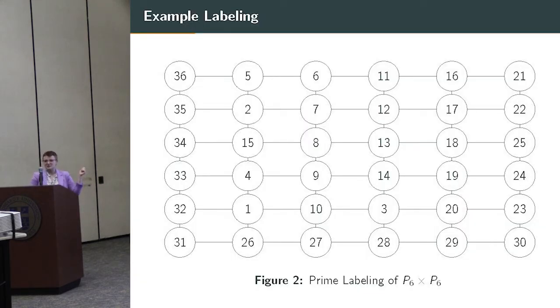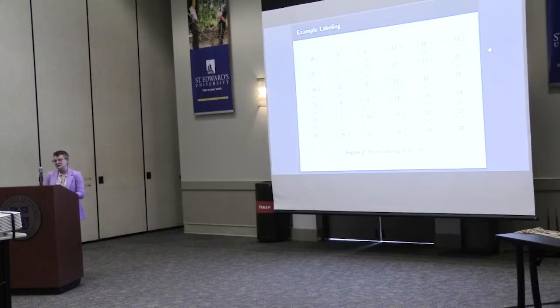This is a square grid graph, 6 by 6. You'll see the numbers are just kind of all over the place. There's not a super pretty pattern to where they're being placed, but it is a prime labeling. So what we wanted to do was find a way to give, again, a prettier sort of prime labeling to grid graphs. The way that we wanted to do that was by building off of prime labelings for a specific kind of grid graph called a ladder graph.